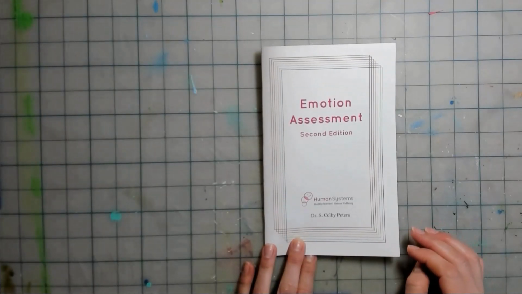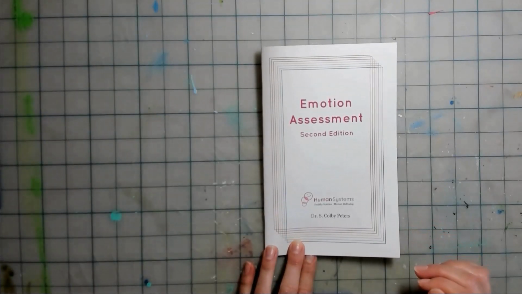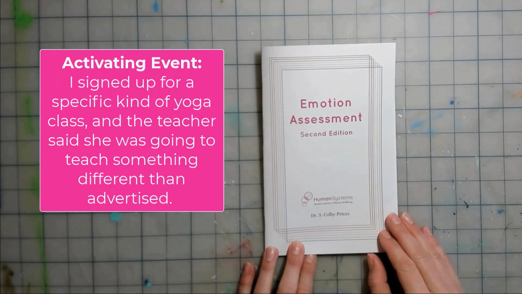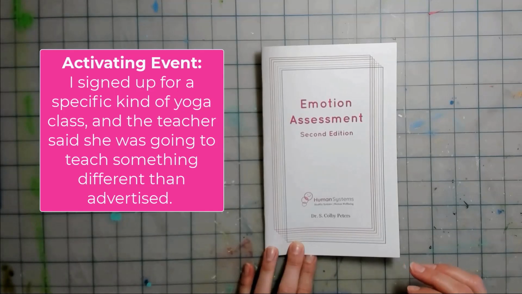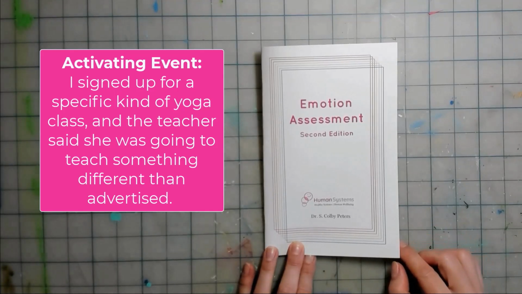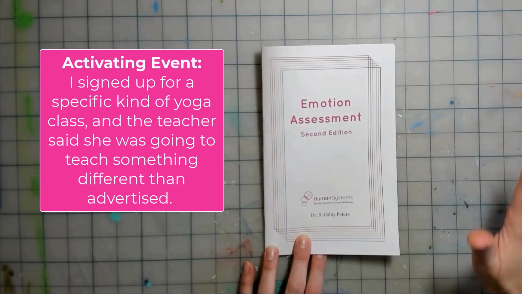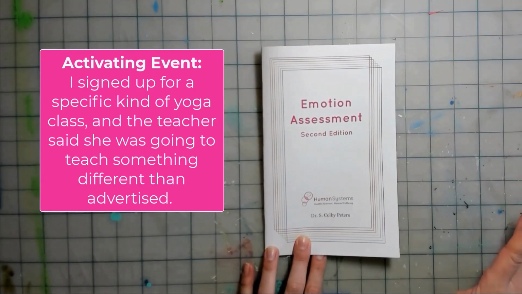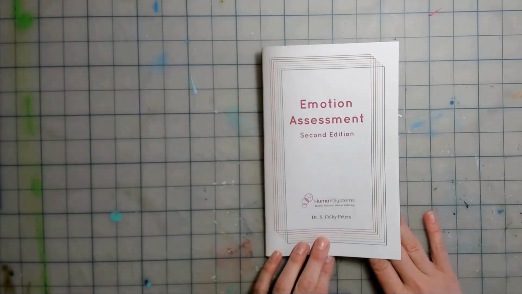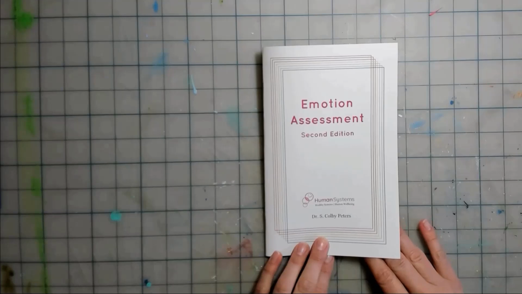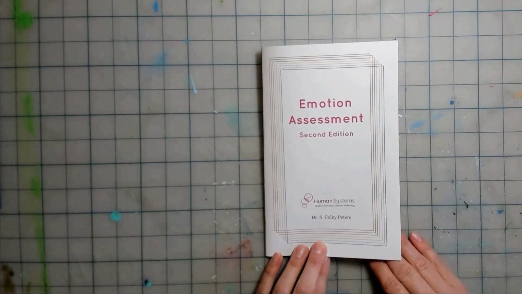My activating event was that I recently showed up to a certain kind of yoga class, and the teacher made a statement at the beginning of the class that she was going to teach something different than was advertised. I was really looking forward to this particular kind of yoga, and so I had some uncomfortable emotions when she said that. So this is how I can find my emotions using the emotion assessment pamphlet.